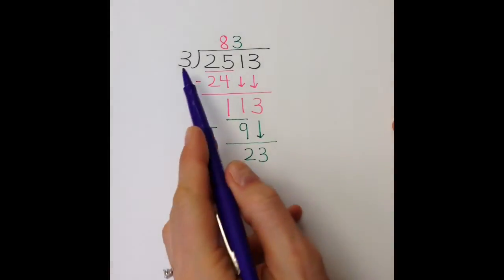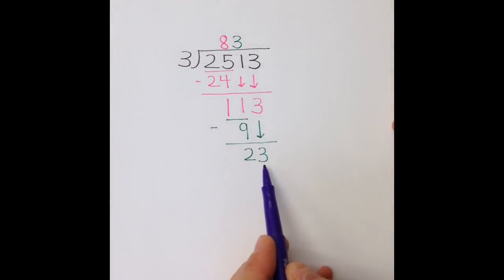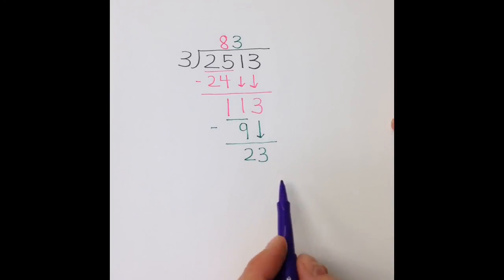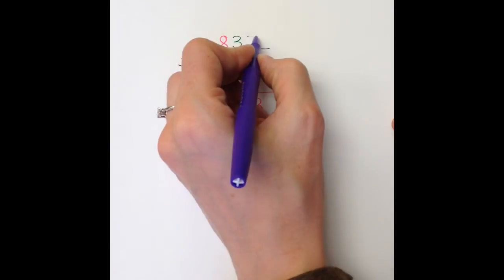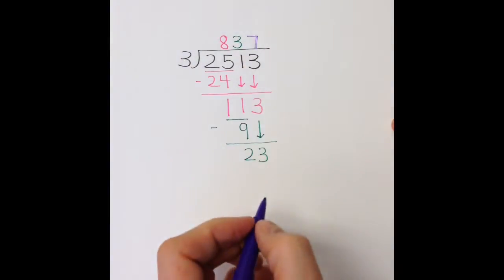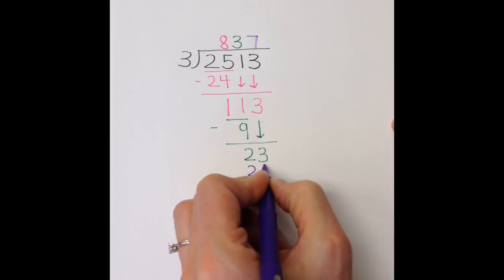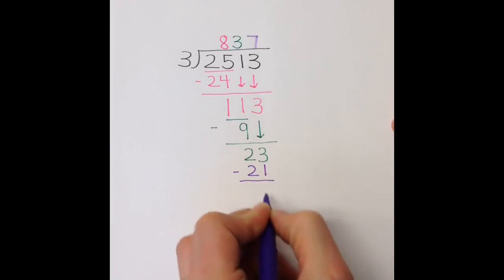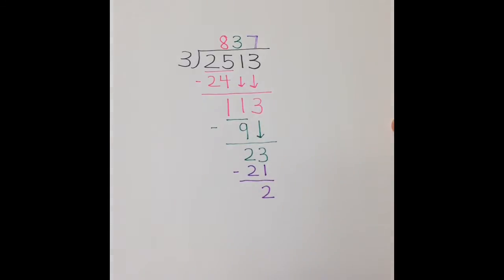Lastly, I have to see how many times 3 will fit into 23. So 3 will fit into 23 7 times. 7 times 3 is 21. Subtract, and I have 2 left over that still needs to be divided. 3 does not fit into 2 without making decimals, so that means that our remainder for this question is 2.